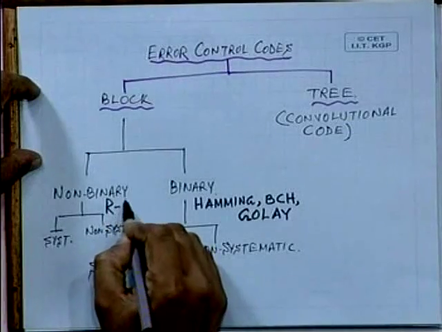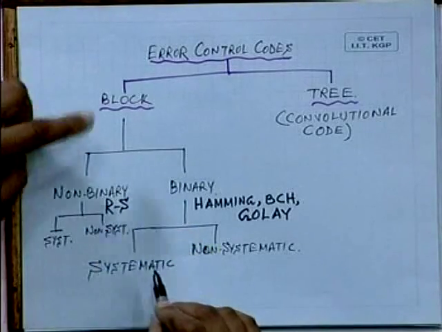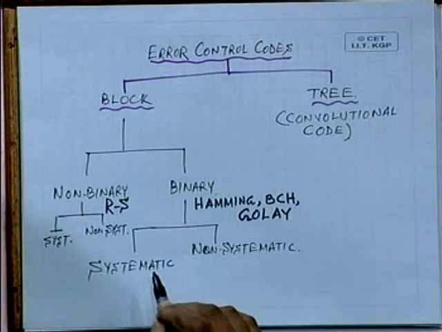Then in the non-binary category, some of the BCH codes can be non-binary, and a special form of that is known as RS code, Reed-Solomon code, named after I.S. Reed and G. Solomon. RS code is a famous example of a non-binary block code. It can be systematic as well as non-systematic.